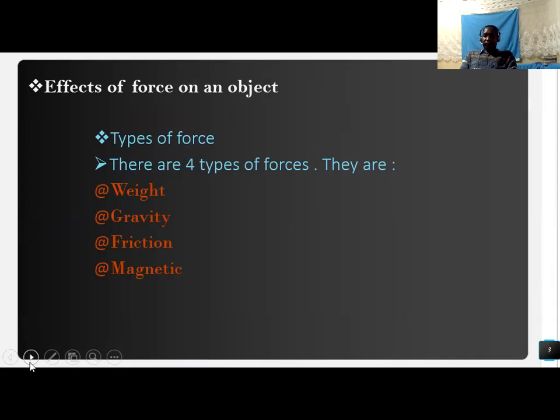Pupils, falling objects. Objects fall due to gravity. Gravity is a kind of force that pulls things towards the earth. For example, if you throw up an object weighing 4 kilos, another one weighing 1 kilo, and another one weighing 6 kilos, the objects will fall down at the same time.